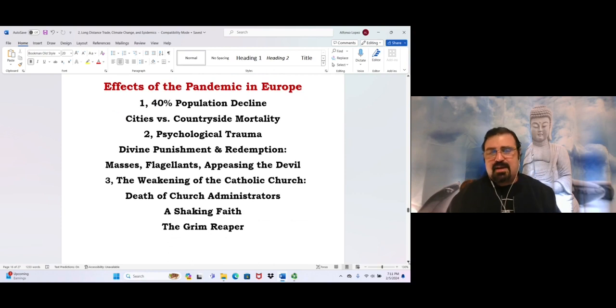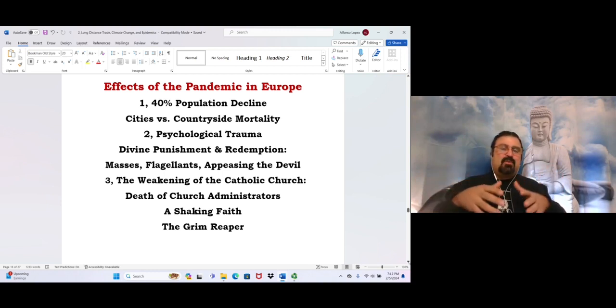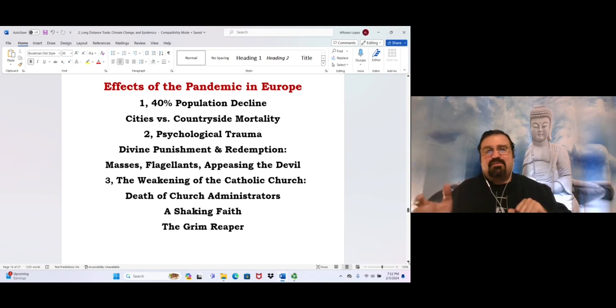Okay, so what were the effects of the pandemic in Europe? All right, so once again, anywhere between 40 to 50% population decline. Most people were dying in cities rather than in the countryside. So again, the countryside was like a safe place, as a matter of fact.